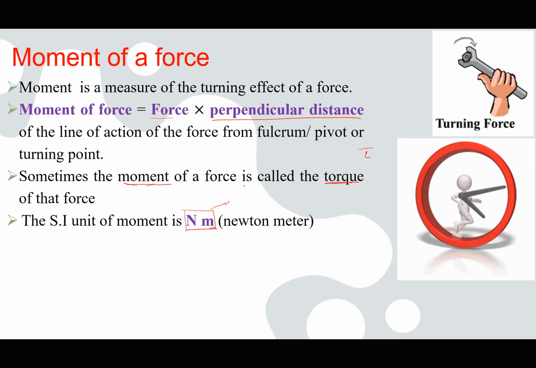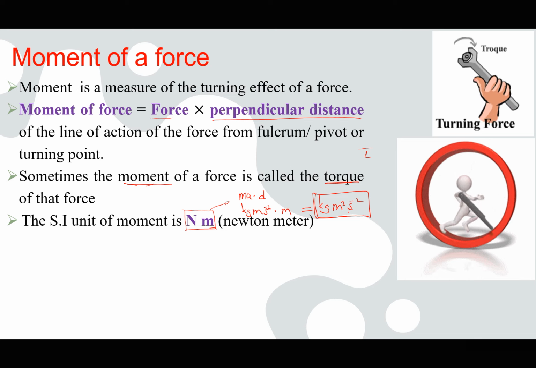If moment of a force is force times perpendicular distance, remember force is mass times acceleration. Then the mass is measured in kilograms, acceleration in meters per second squared, times distance in meters. This can be written as kilogram meters squared per second squared. So the newton meter in SI base units is kilogram meter squared per second squared. That is the SI base unit of moment, which is the same as the SI base unit of work and of energy. So the units are newton meters, especially if F is in newtons and distance is in meters.